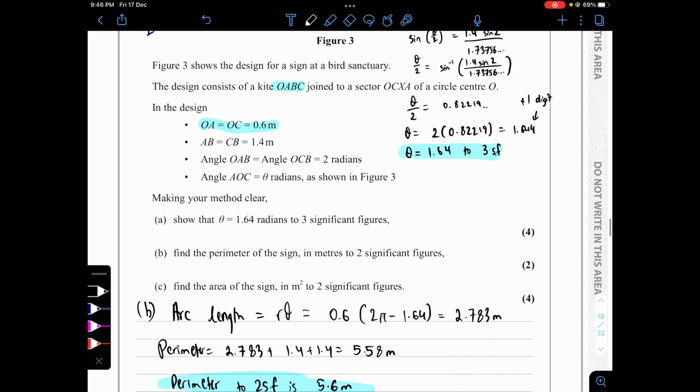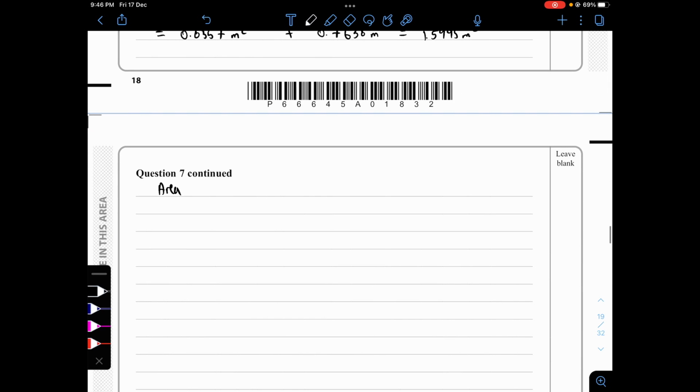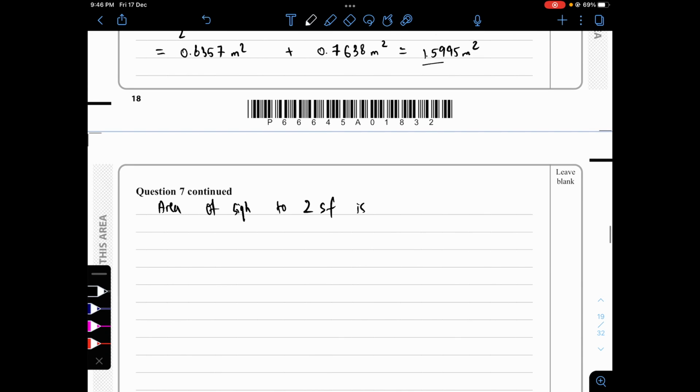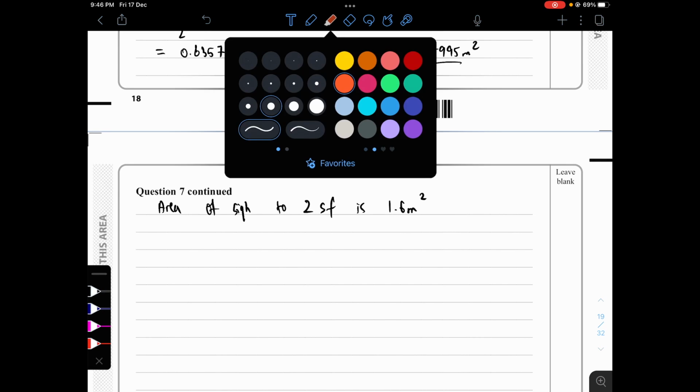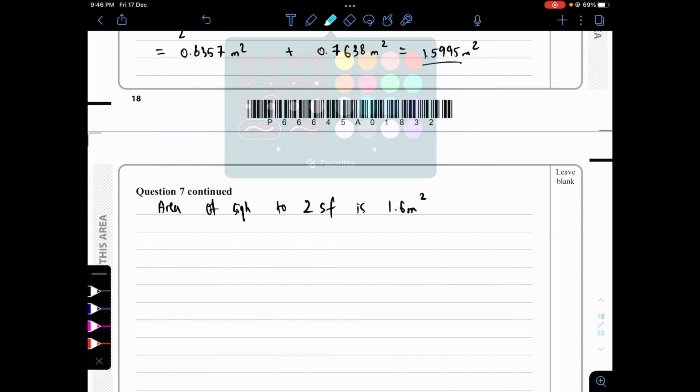Let's look at the degree of accuracy. They wanted it in 2 significant figures. So the area of the sine to 2 SF is 1.6 meters squared. So this is the answer: area of the sine to 2 SF is 1.6 meters squared.